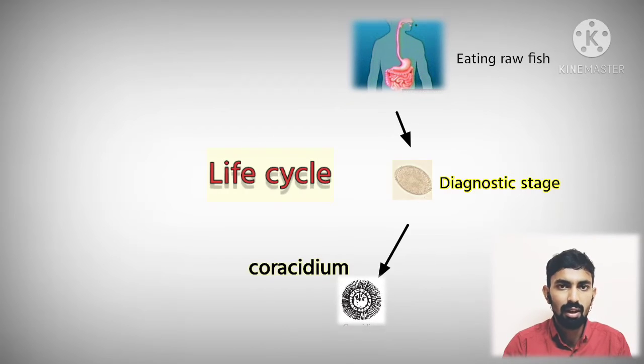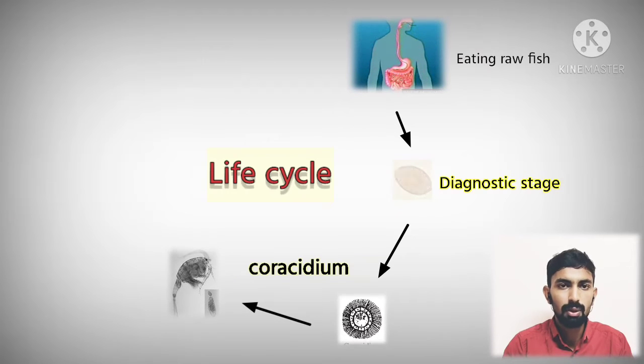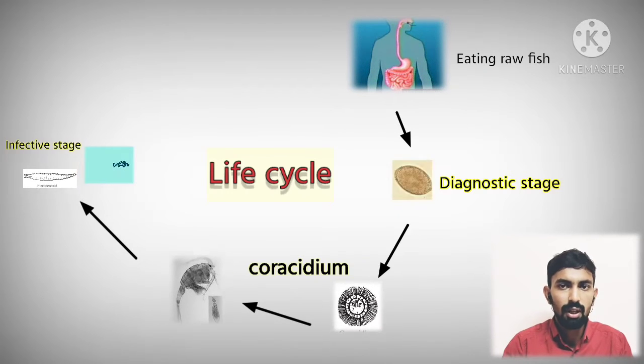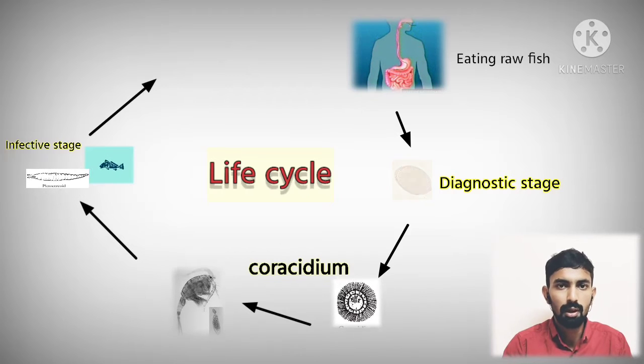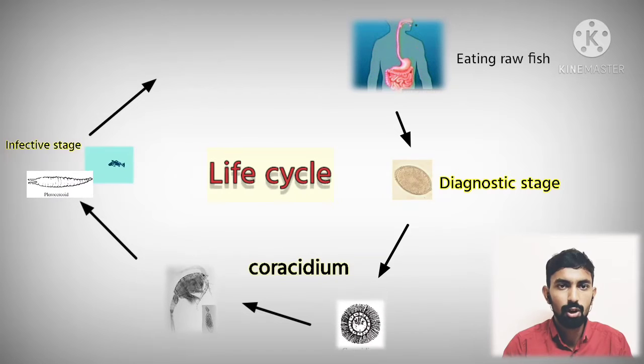This larva has cilia, which are used for movement, and this coracidium is ingested by the copepod. After the copepod has ingested this larva, it develops into the procercoid larva. After that, the copepod is ingested by the small fishes. In the small fishes, the procercoid develops into the plerocercoid larva, which is the infective stage for humans.